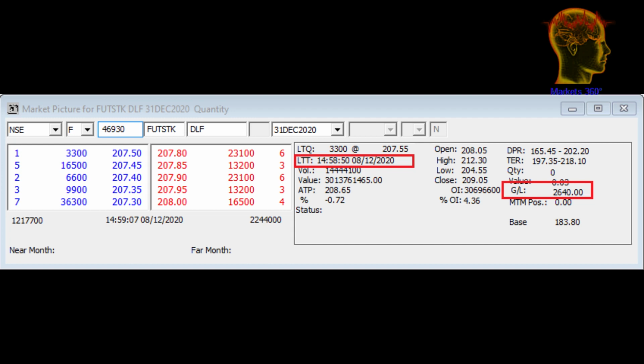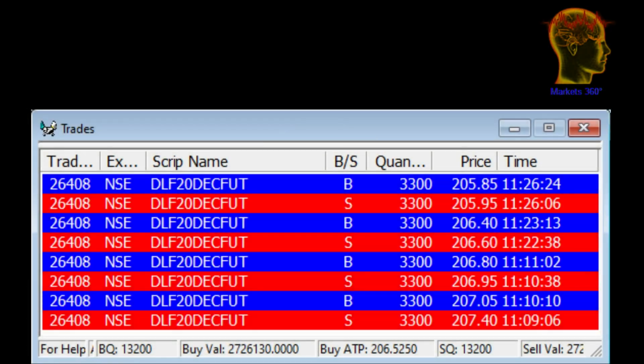Check out the trade time log on your screen. We traded just one lot at a time and see what happened. I entered short one lot at 207.40 at 11:09:06 and covered back at 207.05 rupees at 11:10:10. 1 minute and 4 seconds flat. This is how much it took for me to flip the trade.